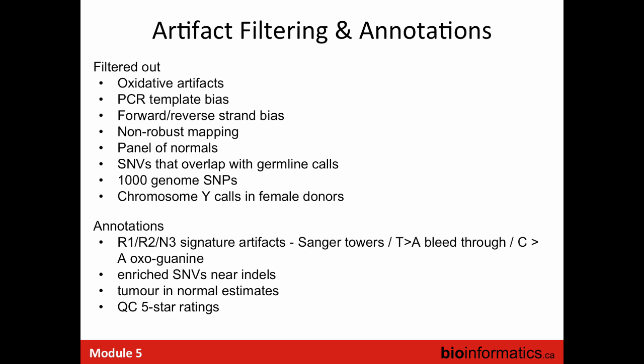And other groups have looked at annotation. So for example, we have a mutational signature group. They think certain things are artifacts. And also there's the observation that there is an enrichment of SNVs near indels. So that needs to be flagged, in case someone finds something interesting in those regions, they need to be aware that they could be artifacts. And then we provide other estimates and ratings to help guide people in their analysis.